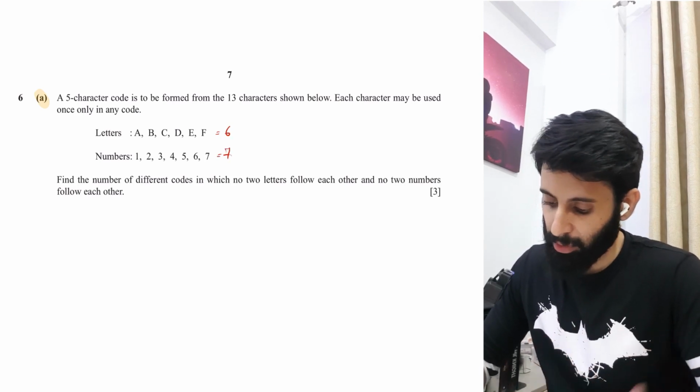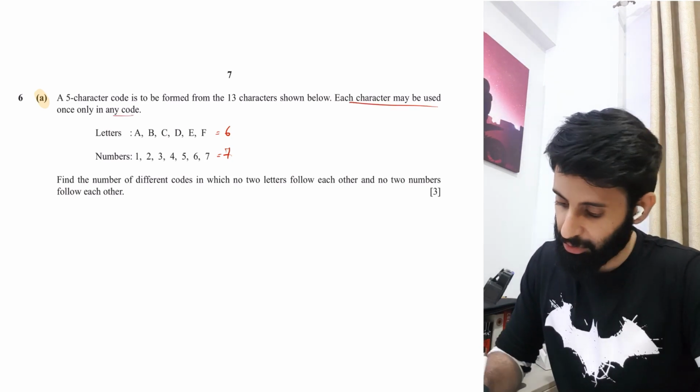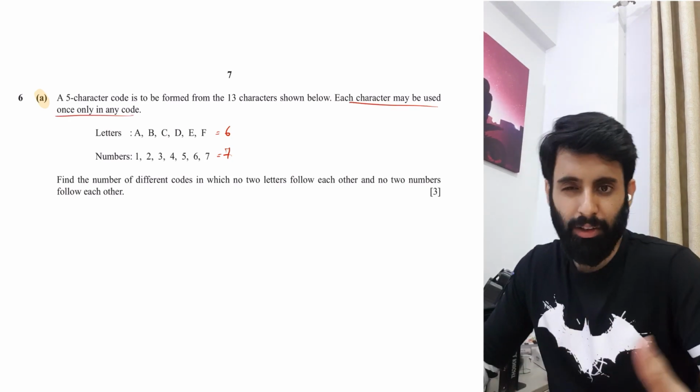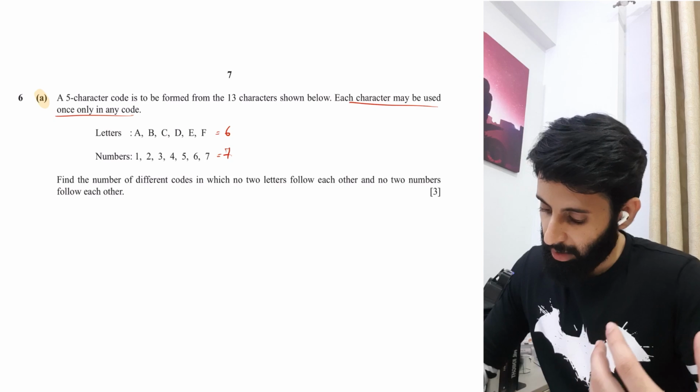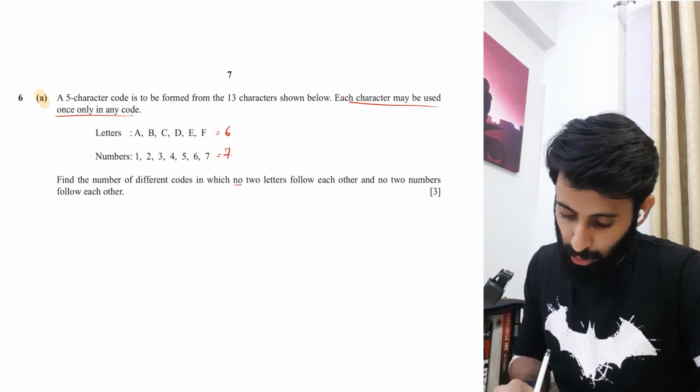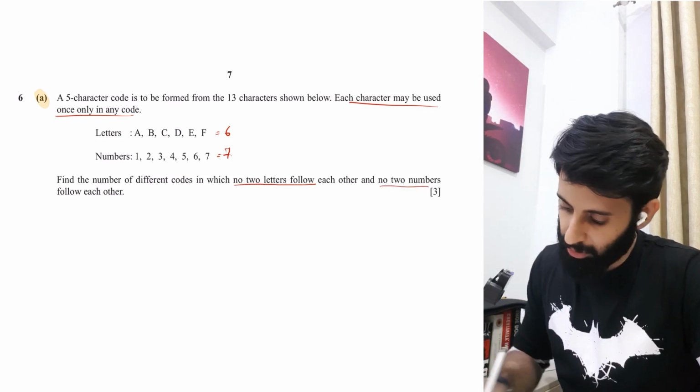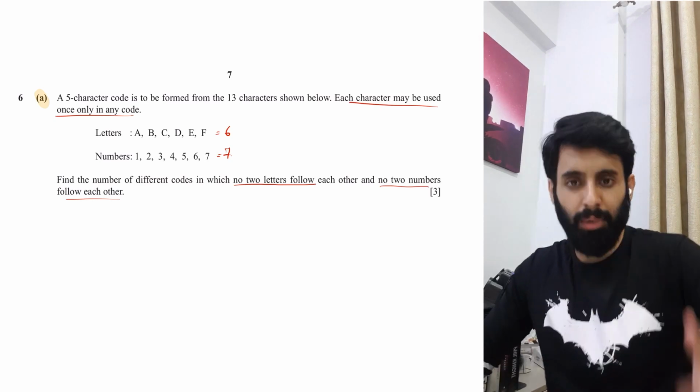Each character may be used only once in any chord, so that's a restriction: you can use every character only once. Find the number of different chords in which no 2 letters follow each other and no 2 numbers follow each other. So that means it has to be in an alternating sequence.